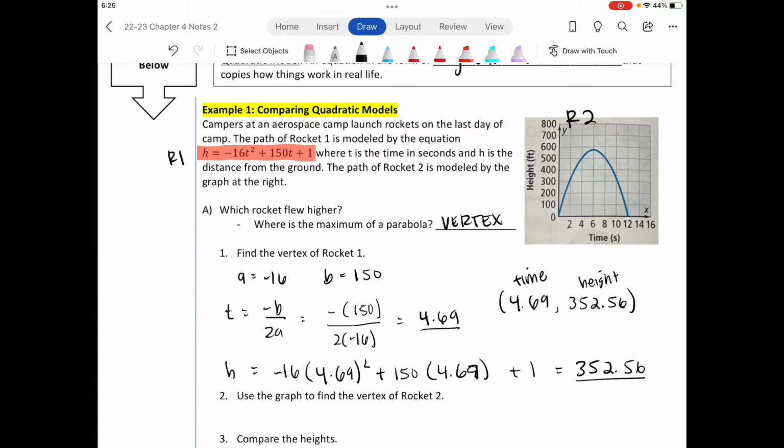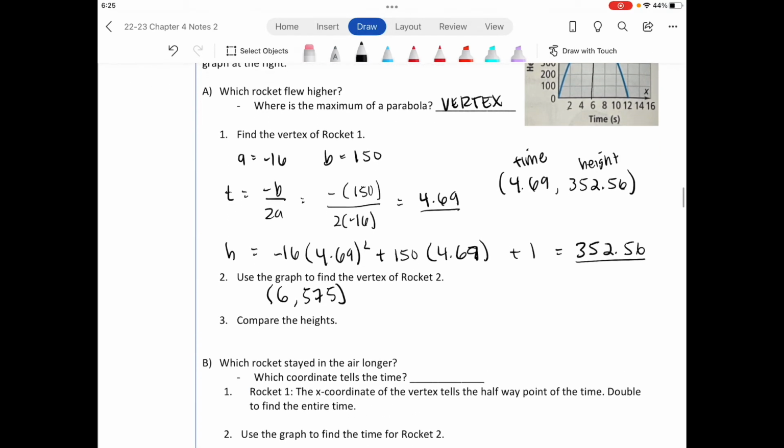Next, we're going to have to use our graph to find the vertex of the second rocket. We can go ahead and look at our maximum point, and we're going to have to estimate. We are definitely at 6 for the x-coordinate, or for the time. And then for the y, or the height, we look to be maybe about 575. Next, we're going to compare the heights, because it asked which rocket flew higher. So our heights are the 352 and the 575. So we can definitely say that rocket number 2 flew higher than rocket number 1.